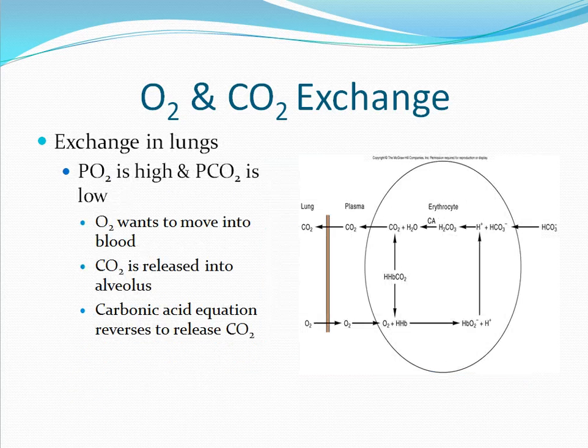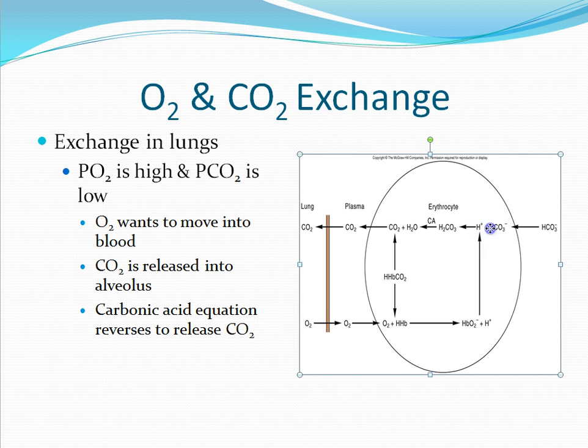In the lungs, the opposite happens. The concentration of oxygen is very high and the concentration of CO2 is very low within the alveoli. As a result, oxygen wants to move into the blood and carbon dioxide wants to be released into the alveolus. What we see happening is this carbonic acid equation will move in reverse. So bicarbonate ion will combine with hydrogen to form carbonic acid, which very quickly dissociates into carbon dioxide and water. This carbon dioxide will diffuse across the membrane and into the lungs.